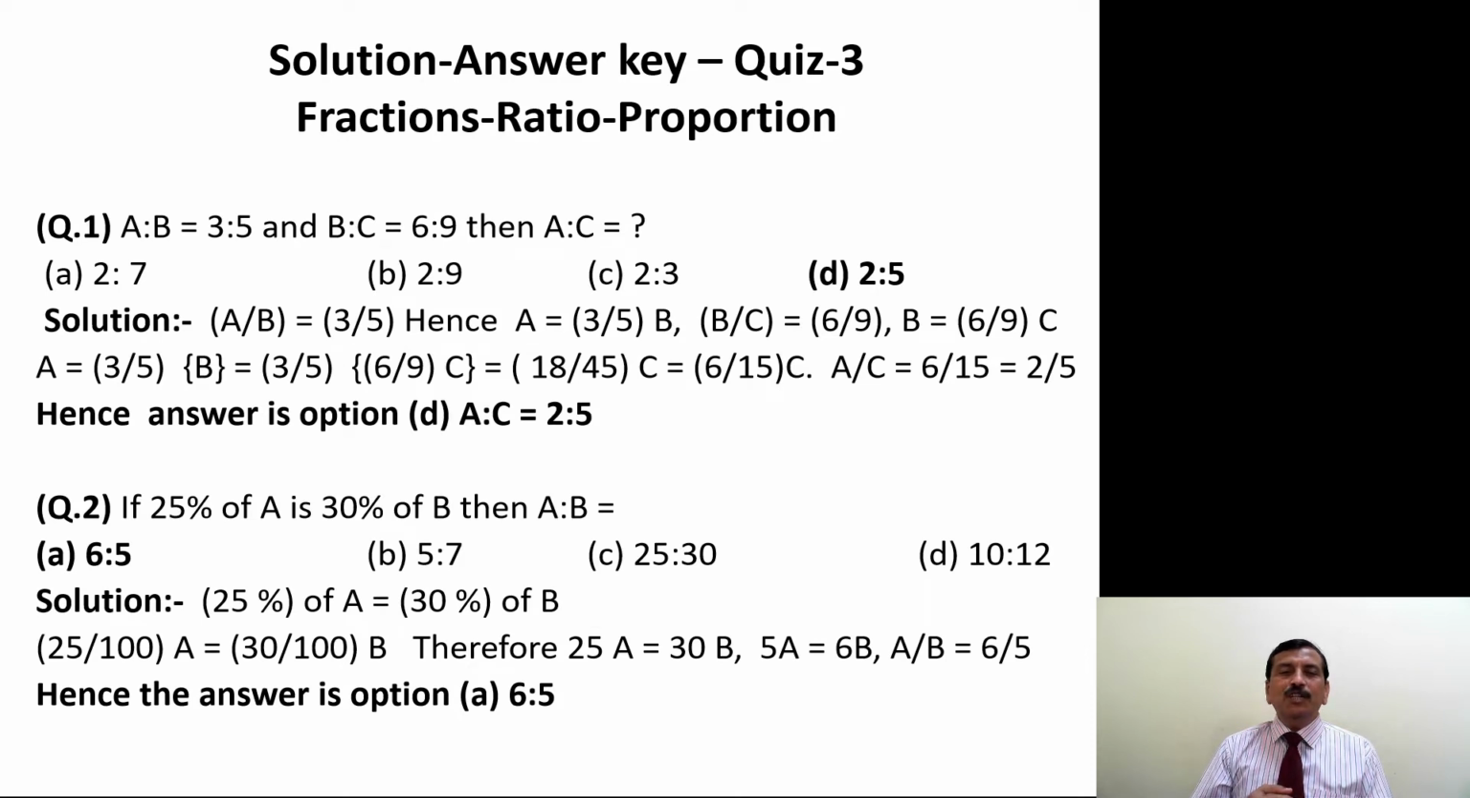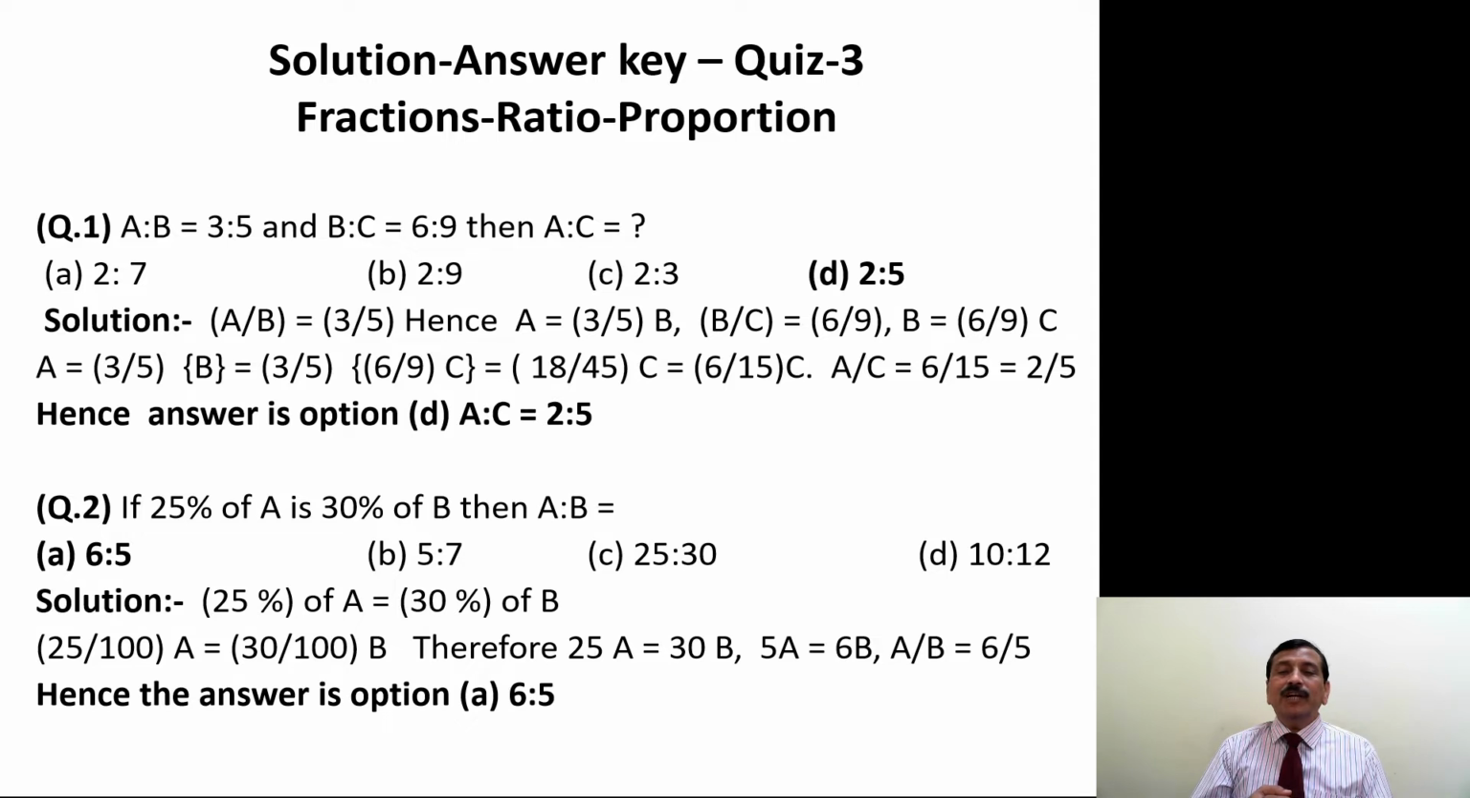A is to B is 3 is to 5, B is to C is 6 is to 9. Find A is to C. What we do? A by B is 3 by 5. So we express A is equal to 3 by 5 B. We express B as 6 by 9 C and solve this simultaneous equation. We get A is to C is 2 is to 5.